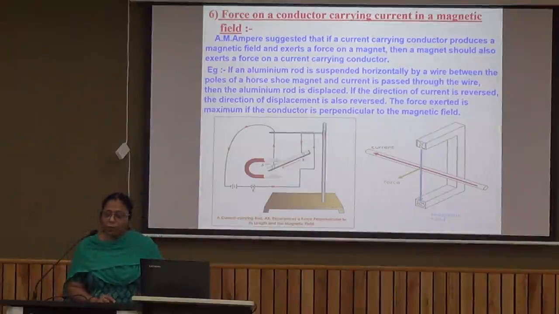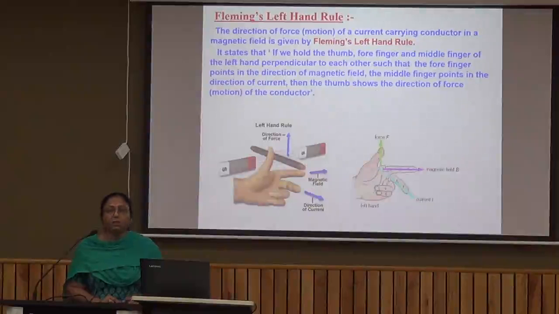So there is a force on a current carrying conductor placed in the magnetic field. If the direction of the current is reversed, the direction of motion will also be reversed. Which rule says so? Fleming's left hand rule. So this is the diagram, this is the demo which I gave and is shown in the diagram.